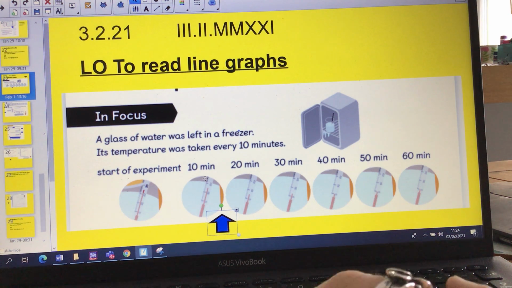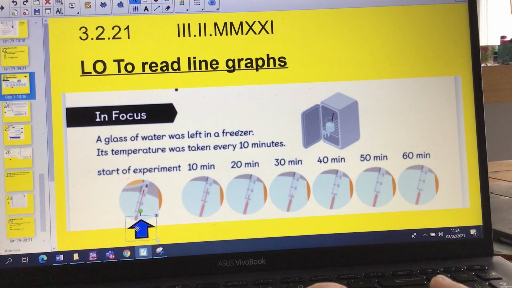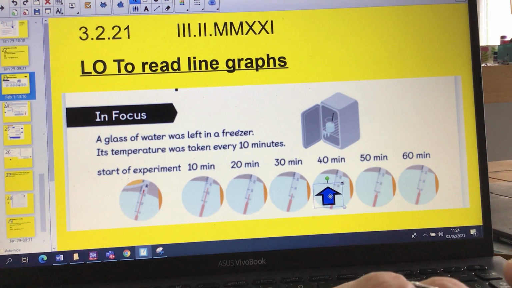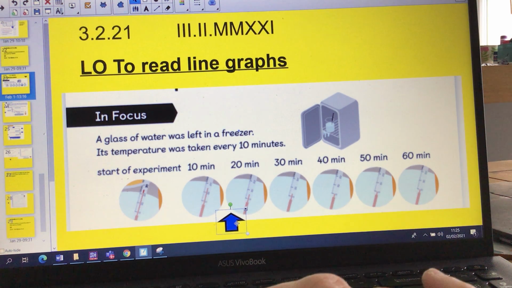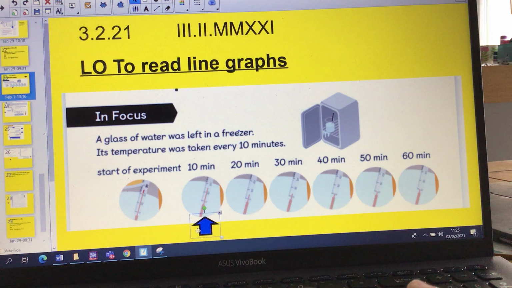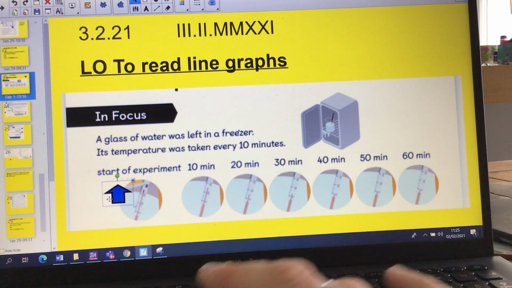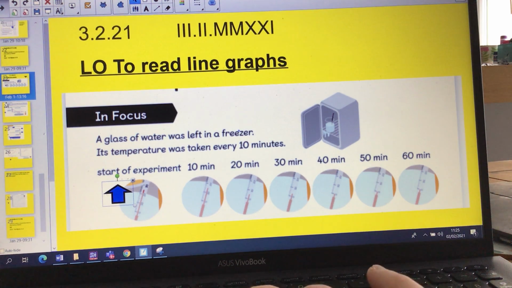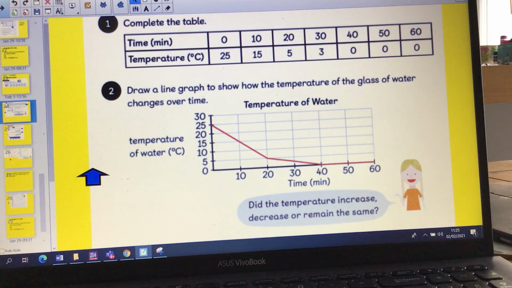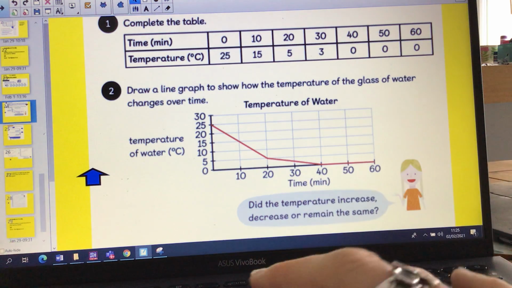It says a glass of water was left in a freezer. Its temperature was taken every 10 minutes. This is the start of the experiment here, and this is the end, and you can see every 10 minutes. Now it's quite difficult to read the thermometer here, the red thermometer, but if we turn that information into a table, it's much easier for you to see what happened in that experiment.